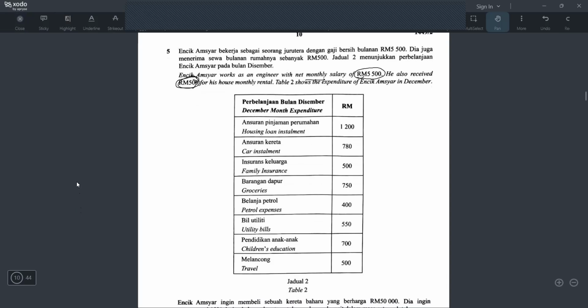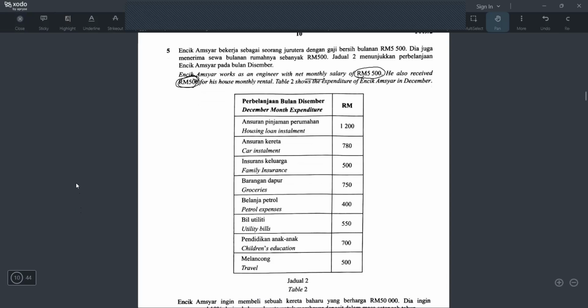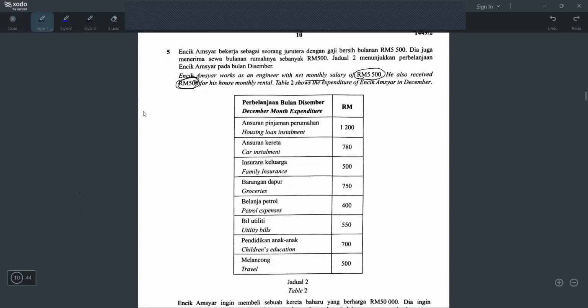Before we focus on this, we first need to calculate the amount he can save in 1 month, right? So we have to find the monthly cash flow first. That's the first thing. So let's calculate the monthly cash flow. And what is the formula for cash flow? Take your total income minus your total expenses.